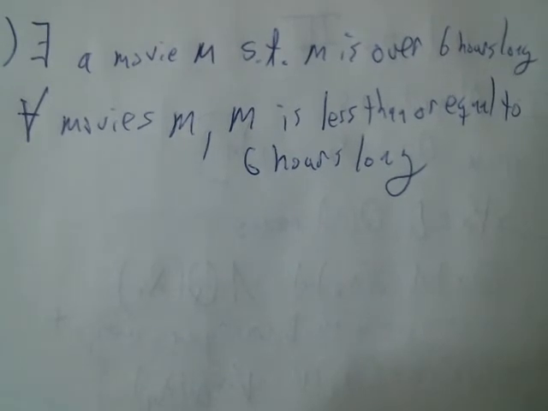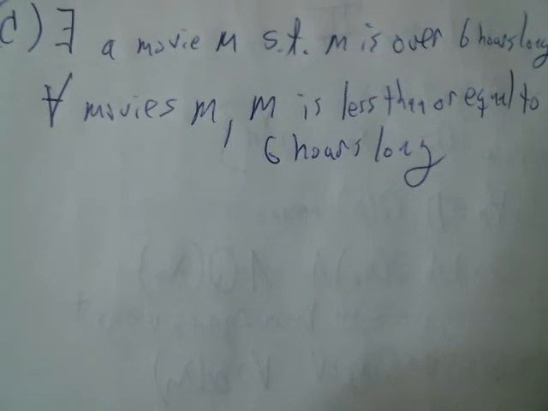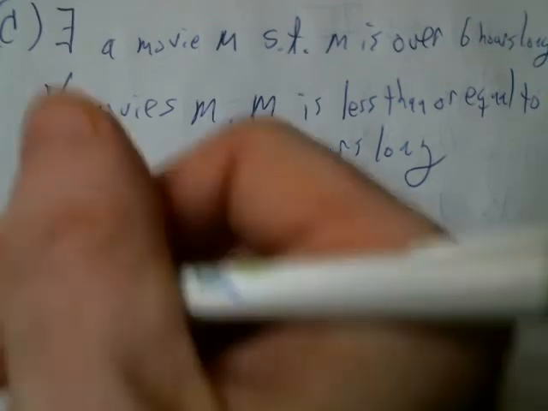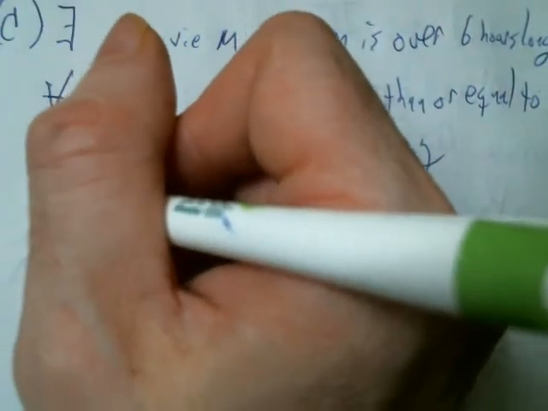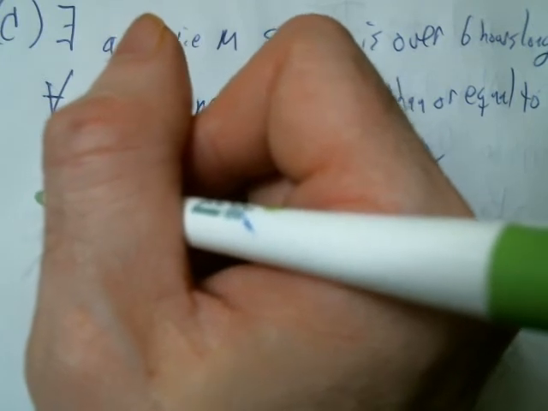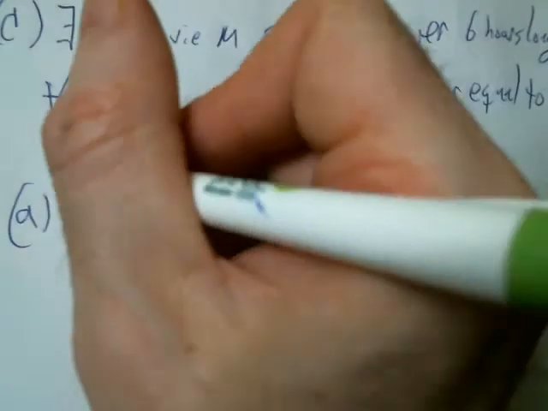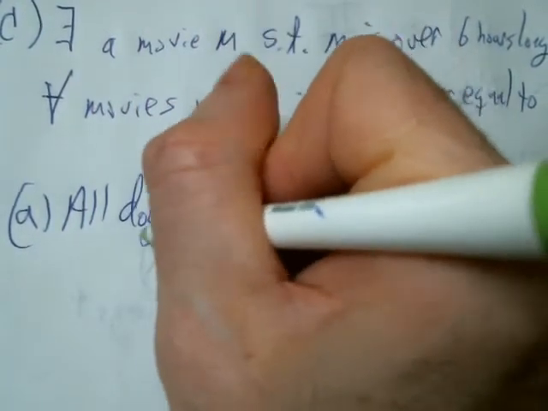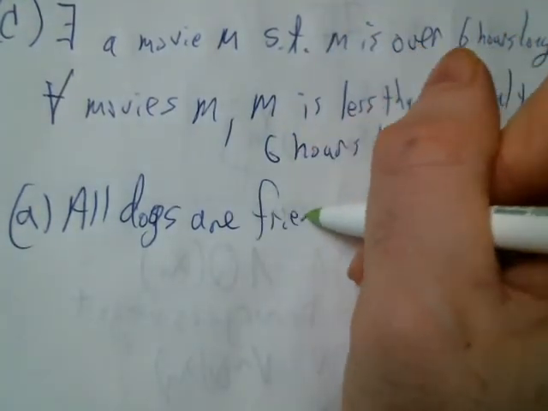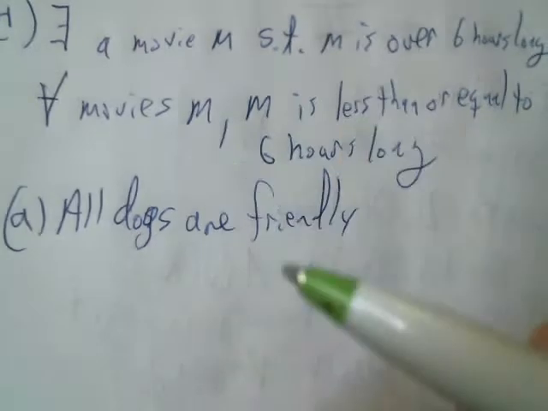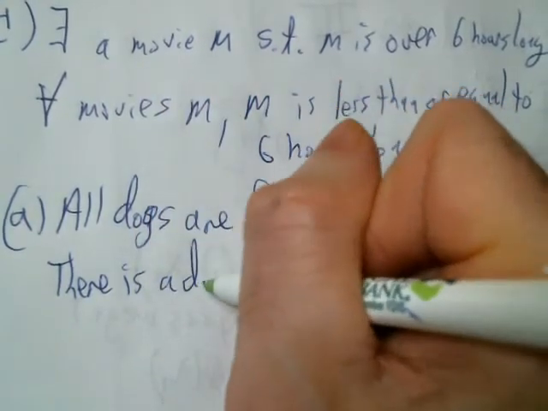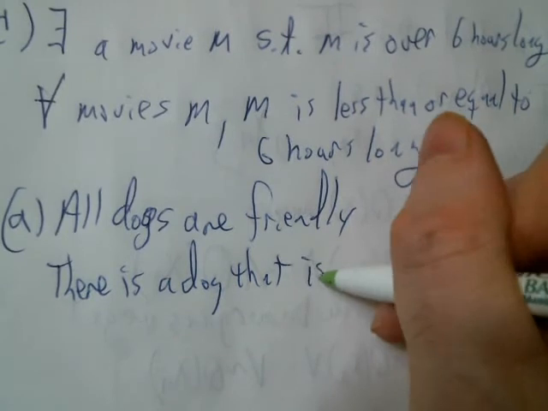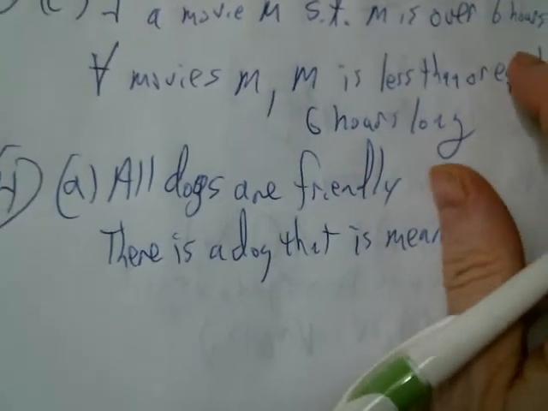Let's look at some other ones. So number 4. This time they want an informal version of the negation. Be careful to avoid negations that are ambiguous. Okay, so number 4, part A says all dogs are friendly. So the negation will be an existential. So there will exist a dog that is not friendly. Or maybe even more informally, there is a dog that is mean. Okay, something like that.